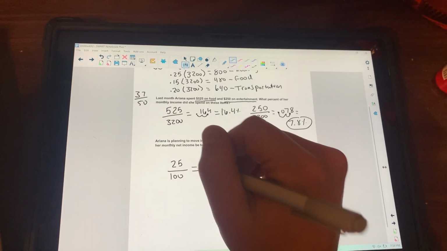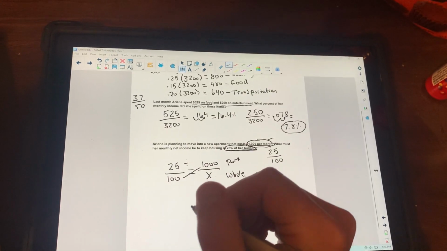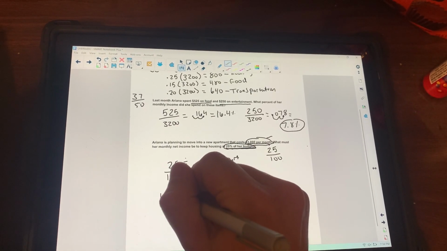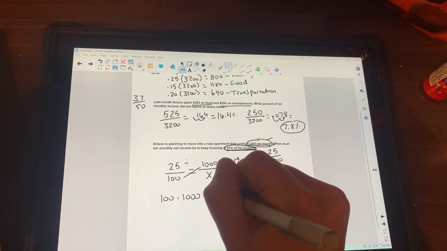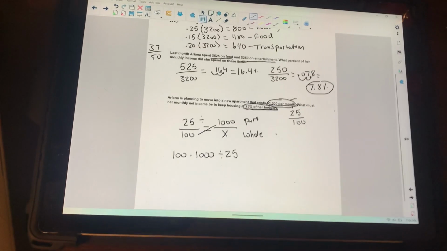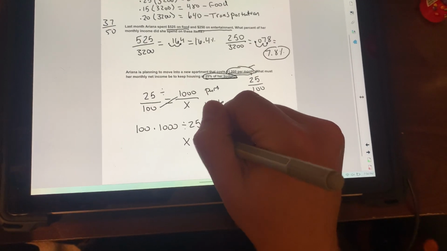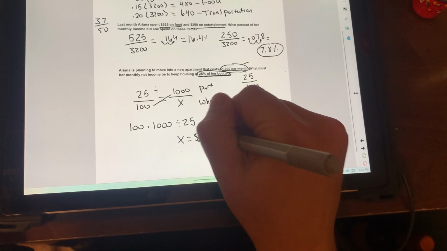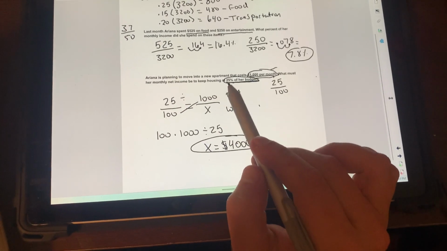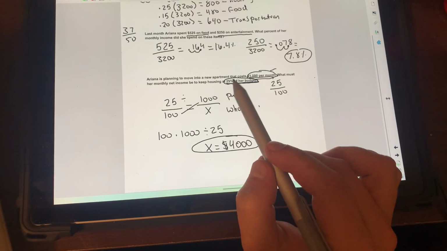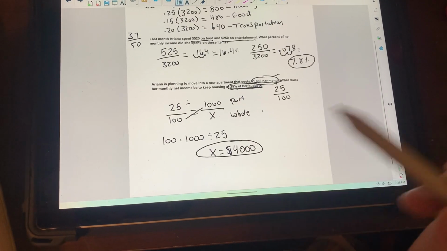Now, to solve a proportion, we cross multiply and divide. So 100 times 1,000 divided by 25. When I do that, X equals $4,000. So that means for her budget to stay fine and for housing to stay at 25% of her budget, she needs to start making $4,000 instead of $3,200.